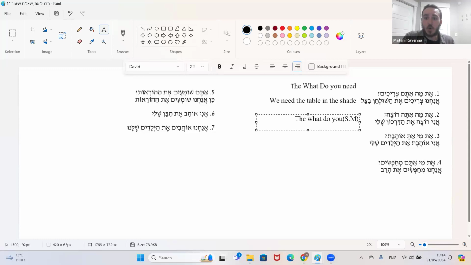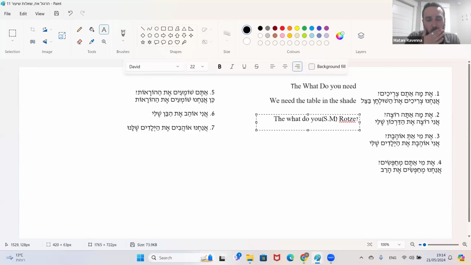את מה אתה רוצה? What do you want? The what do you want? But here's the thing. The difference between asking מה אתה רוצה and את מה אתה רוצה is really the answer. If I'm asking you מה אתה רוצה, it's what do you want? It could be anything. את מה אתה רוצה is the what do you want? I mean, specifically, what do you want?